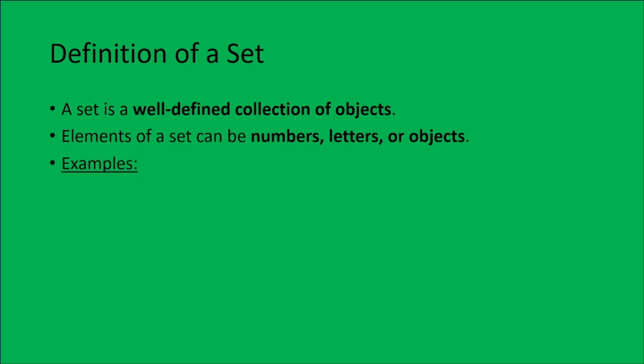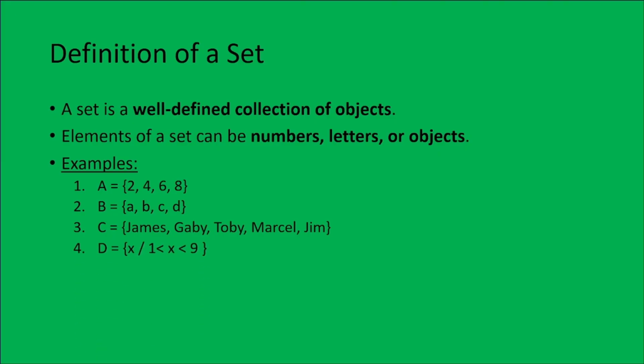An example: we have the set A containing 4 elements, which are 2, 4, 6, and 8. We have the set B, which contains letters: A, B, C, D, and we also have 4 elements. We have the set C containing the following names: James, Gabby, Toby, Marcel, and Jim. Also, we have here 5 elements. And we have the set D, which is written in set builder notation, where we have the elements X, such that X is between 1 and 9, so 1 and 9 cannot be taken inside of this set.